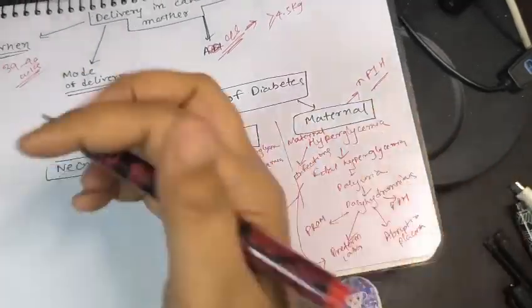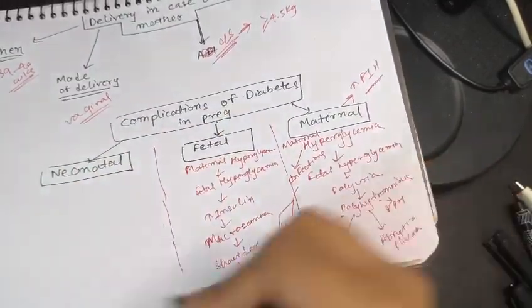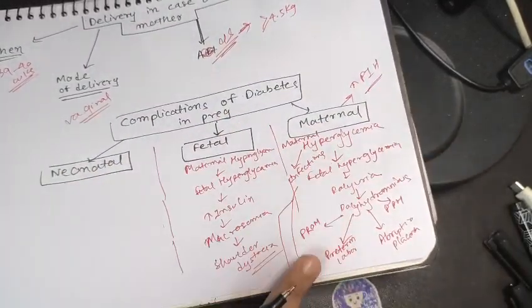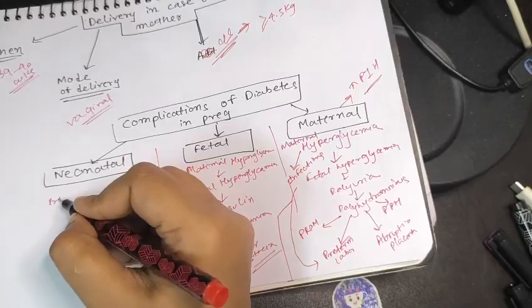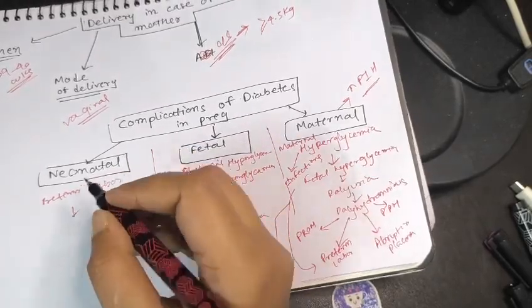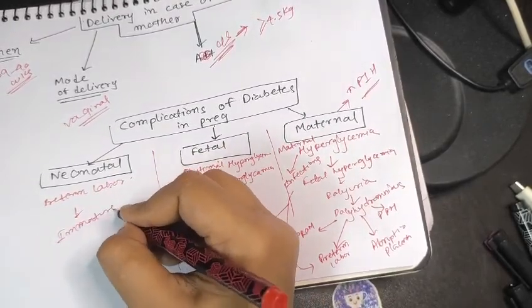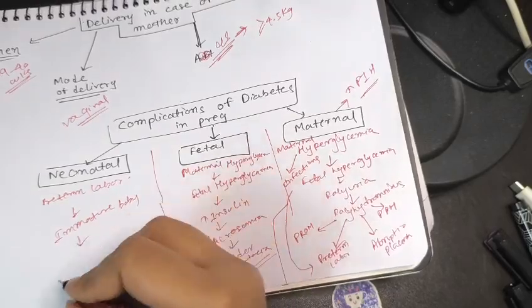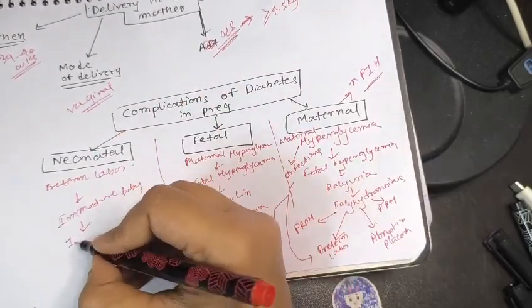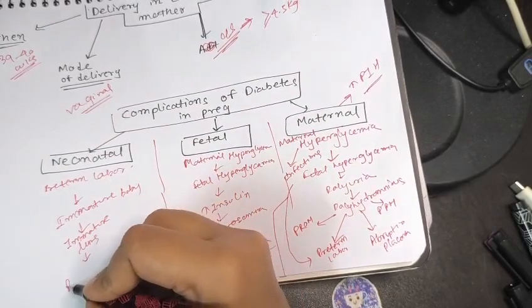Now come to the neonatal complications. What will be the neonatal complication? We just read that the baby can land up in preterm labor. When it is preterm, the baby will be an immature baby, we all appreciate that. So an immature baby will have what? Immature lungs. So it will lead to what? Respiratory distress syndrome.